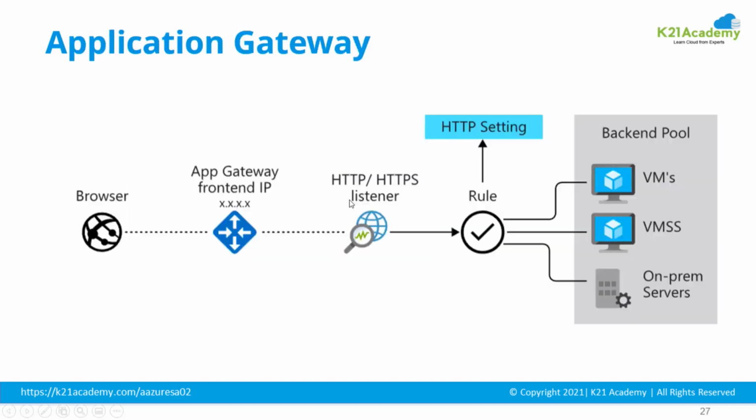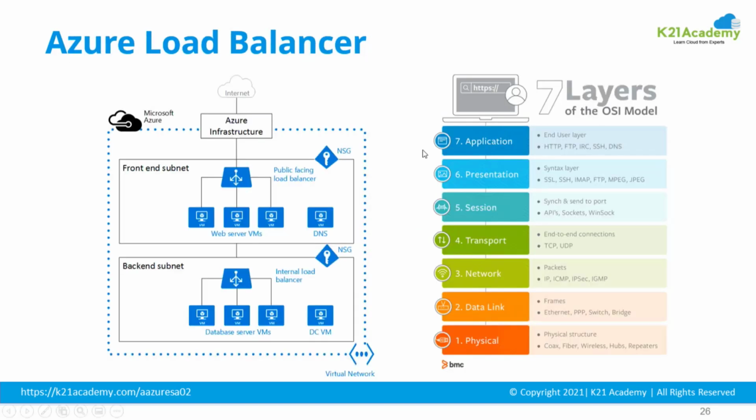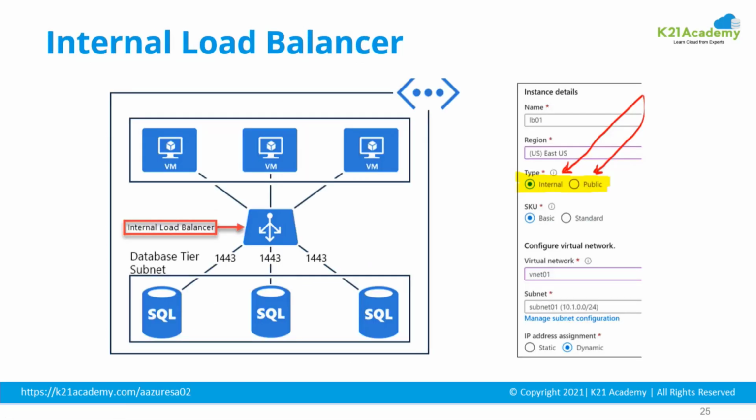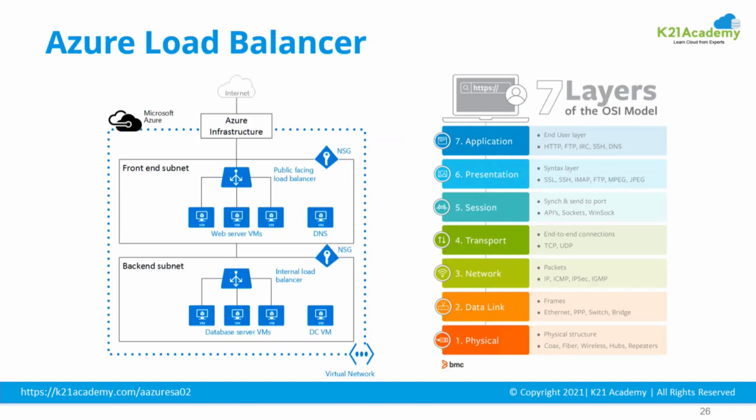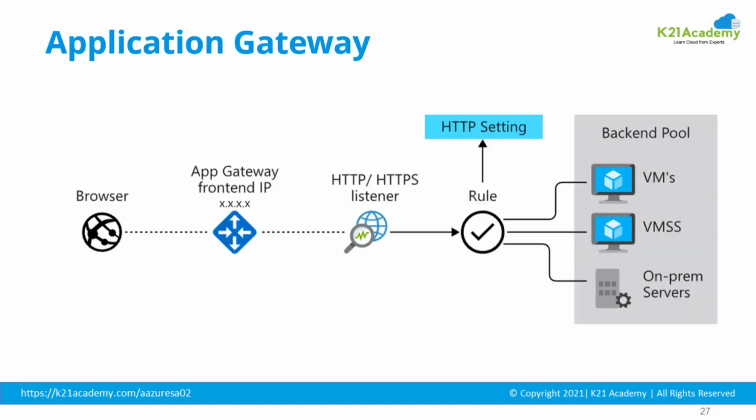Now there is another load balancer which we call application gateway, which works on layer 7, which we'll talk about in the next lesson. If you want to create the load balancers, you can go to the Azure portal and create them. I'll show it in a minute. So these are load balancers, both TCP and HTTP or HTTPS layer 7. Now we're going to look at application gateway.